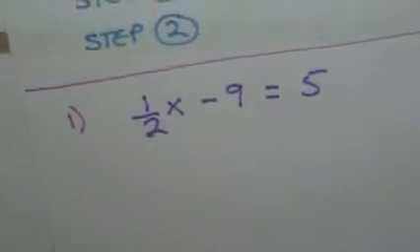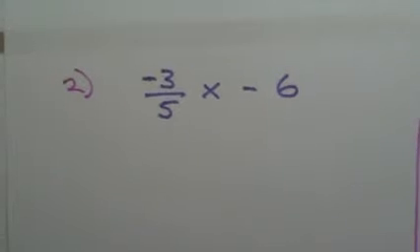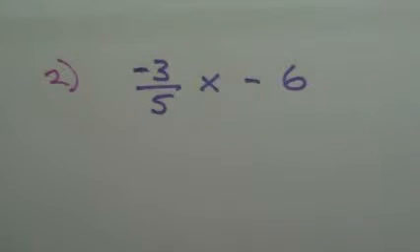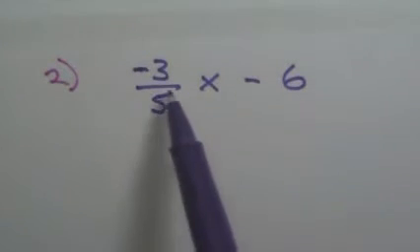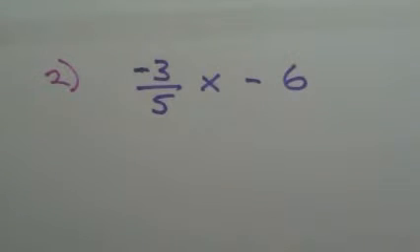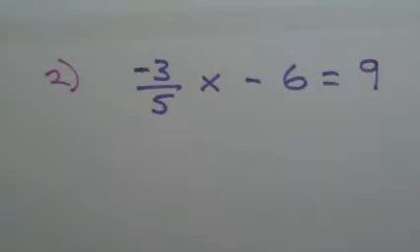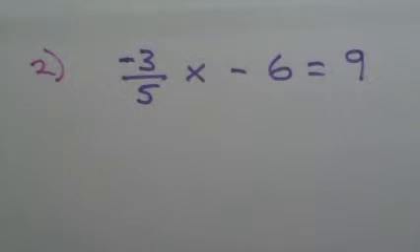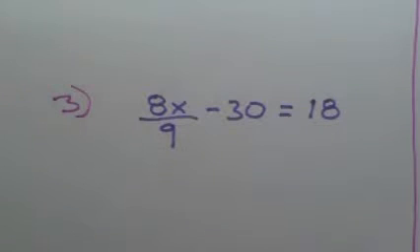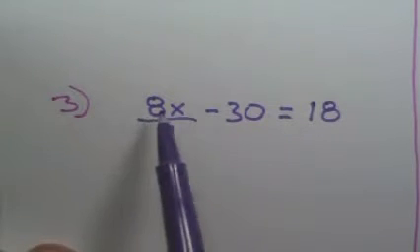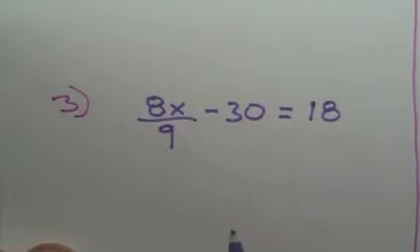Okay, let's go to number 2. Please just write the problem. That's all you have to do. That's negative 3 over 5x minus 6. Oh, I didn't finish the problem. Equals 9. And number 3. Again, notice I left a little gap there. That's 8x over 9 minus 30 equals 18.